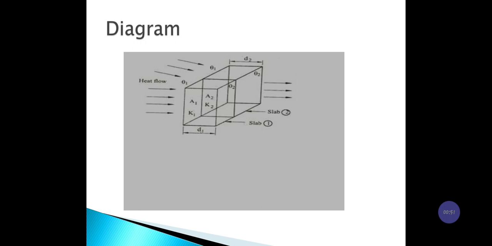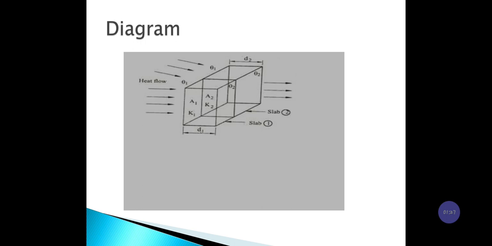What is A1 and A2? A1 and A2 are the area of cross section of the two composite slabs, that is slab 1 and slab 2. K1 and K2, we have already known, it is the thermal conductivity notation. So here we have taken the two slabs, so it has been marked for the two slabs as K1 and K2. K1 is for slab 1 and K2 is for slab 2.